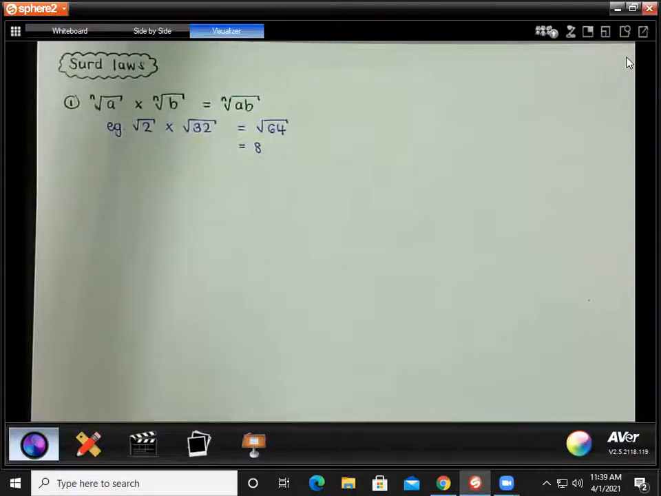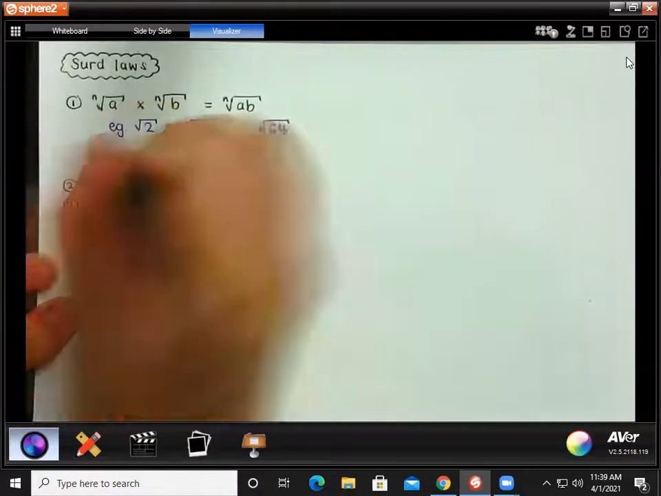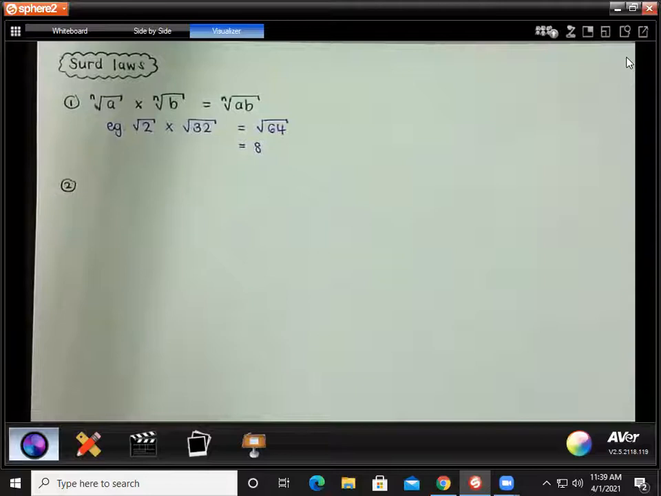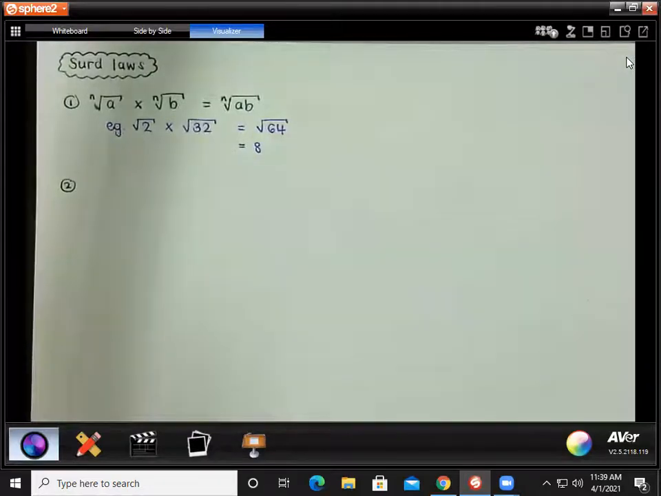Okay, we will do more examples later on. I just wanted you to see a simple application of this law. All right, so that's the first law. If you have the same roots, the same surds, and you're multiplying them, you can multiply the two numbers or whatever you had and put that under one surd.